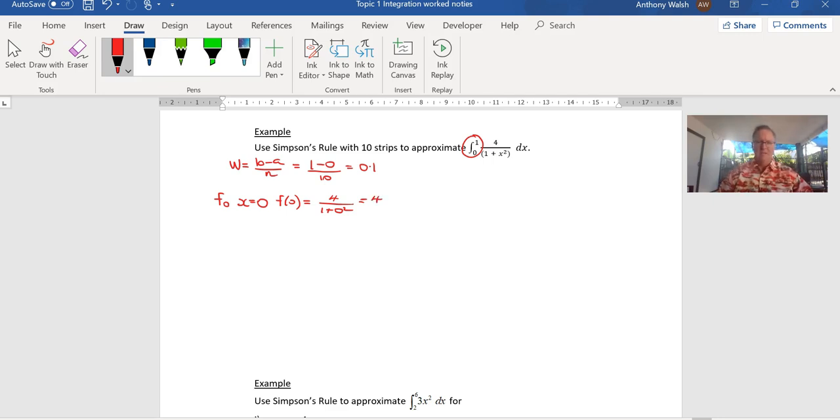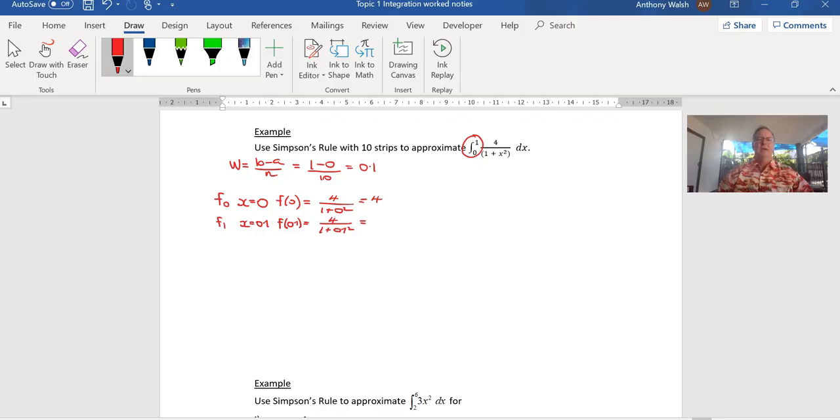Alright? Now, the next bit, f1, would be when x is equal to 0 plus 0.1. Okay? 0.1 being the width. So 0 plus 0.1 would be 0.1. And to find that value of fx, I sub that value of 0.1 into my function. 4 divided by 1 plus 0.1, 0.1 squared.